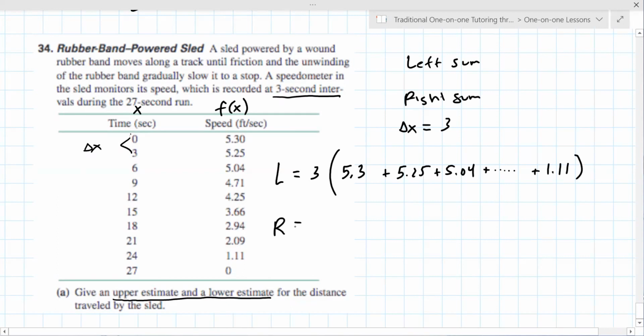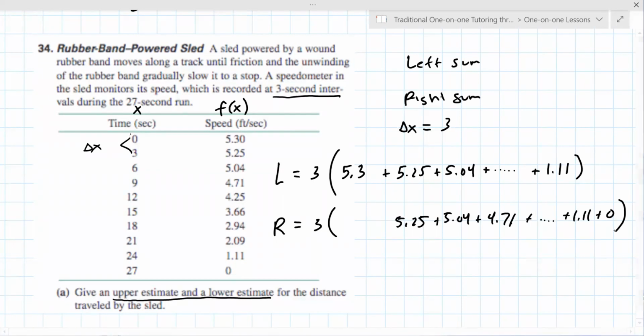And then the right is 3, but you don't include the first one. So it's 5.25 plus 5.04 plus 4.71 plus dot, dot, dot, 1.11 plus 0. And one of these will be bigger, one will be smaller.